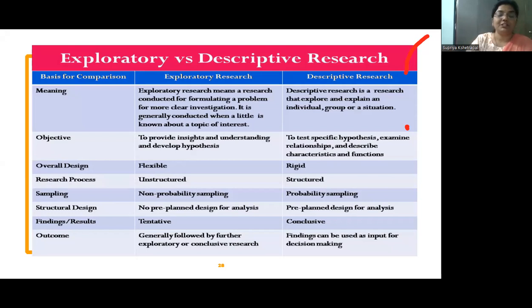ठीक है, और उसमें क्या सिचुएशन हो सकती है वो भी डेवलप कर लिया. ठीक है, then here what is the objective? To provide the insight and the understanding and develop hypothesis. Okay, so अब जैसे hypothesis means what?